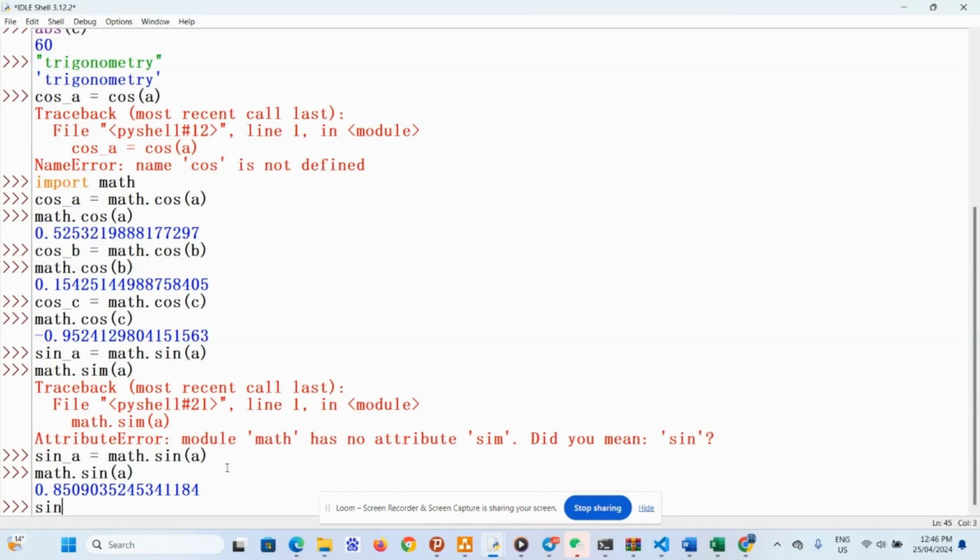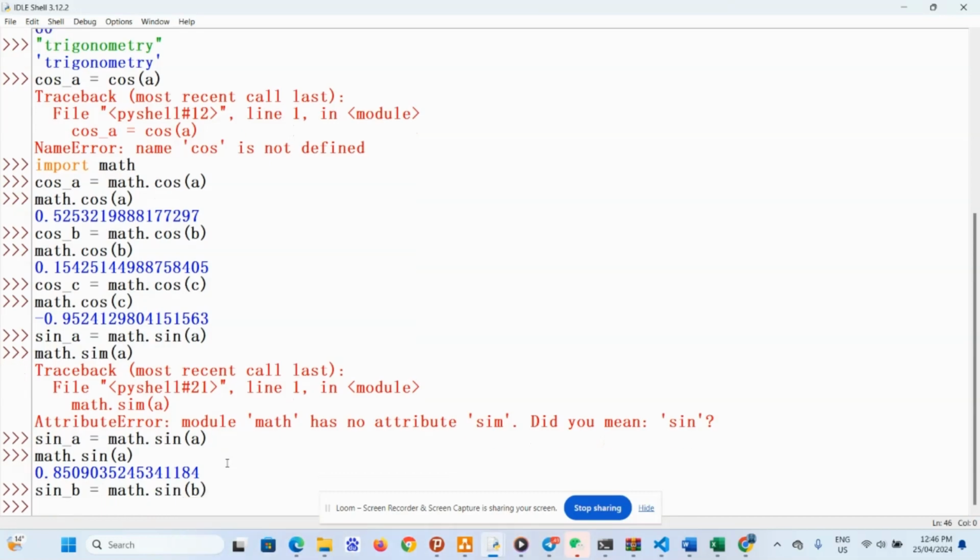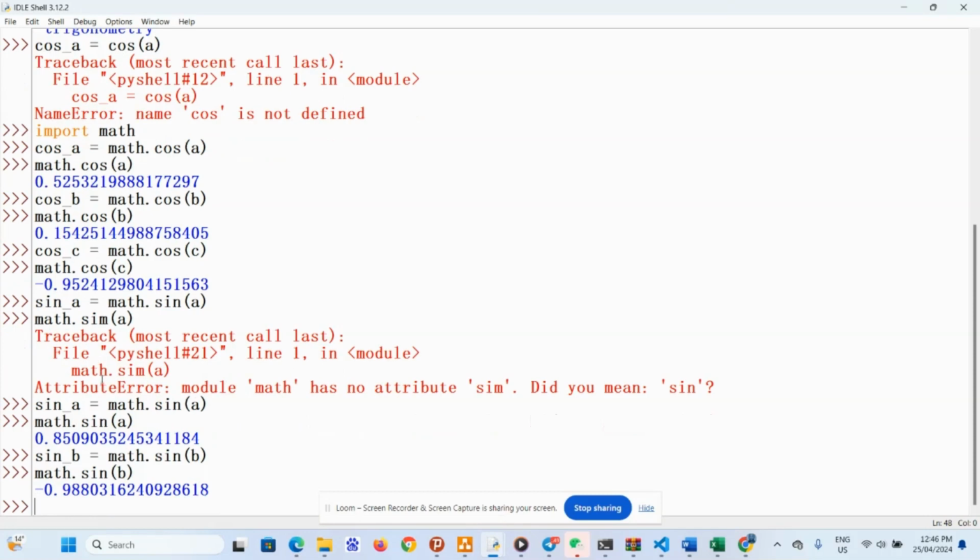We have sine A, sine of B, sine of B equals to math dot sine of B. How do we call it now? Math dot gives us sine B. You tell it, math give me sine B, enter, sine B, is it.